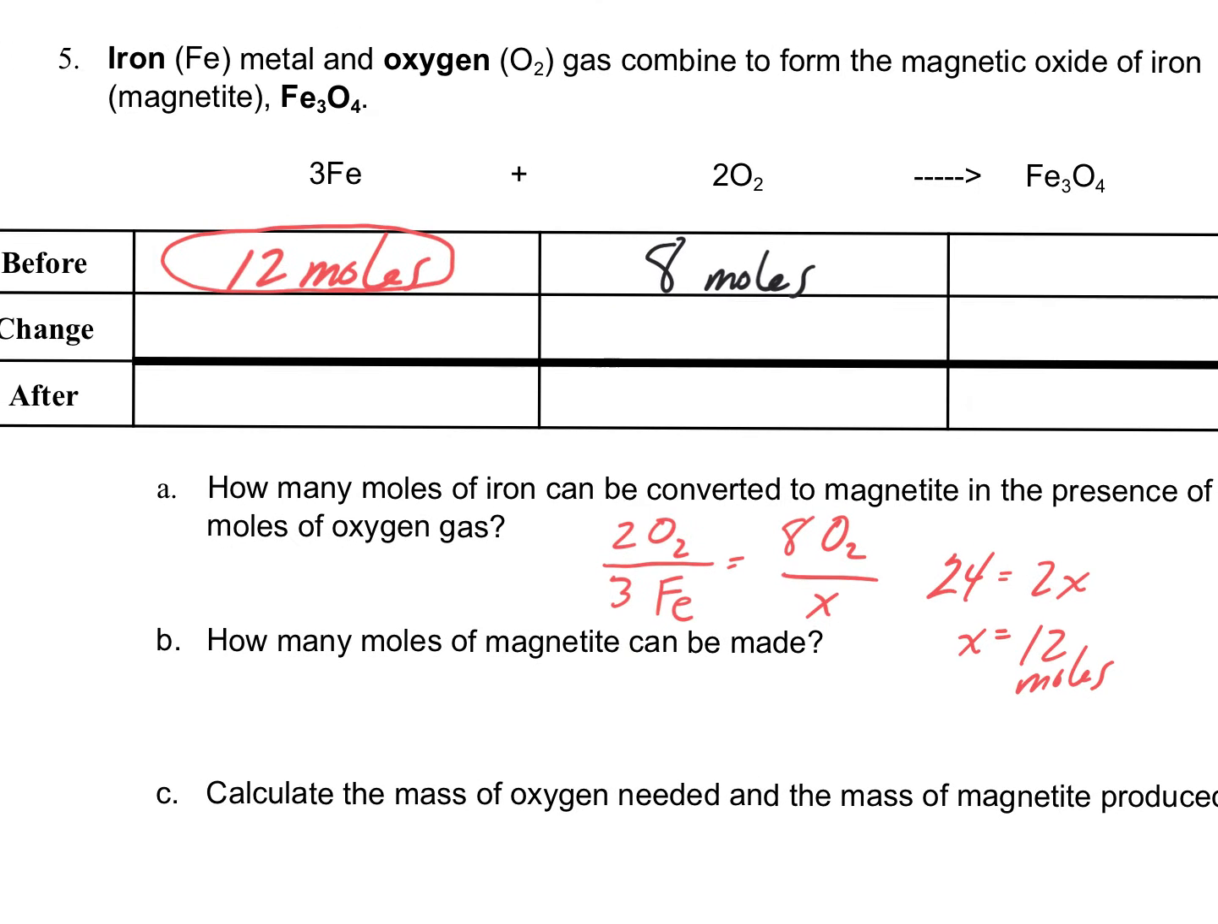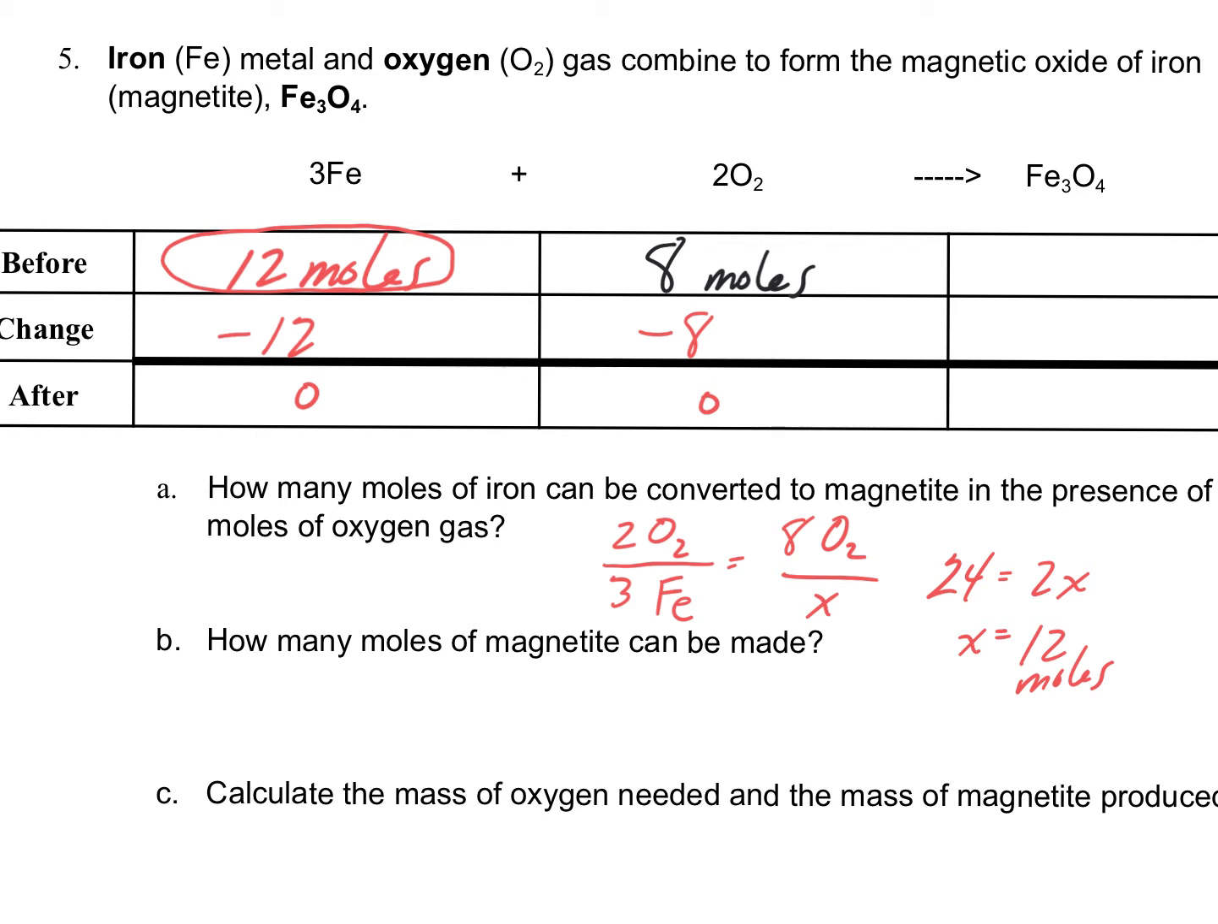So, like I said, if you can do this in your head, that's fantastic. If you want to set up a proportion to really be careful about it, that's also fantastic. Just to finish up this, I'm going to use up all 12 moles of the iron to end up with 0. I'm going to use all 8 oxygen to end up with 0.